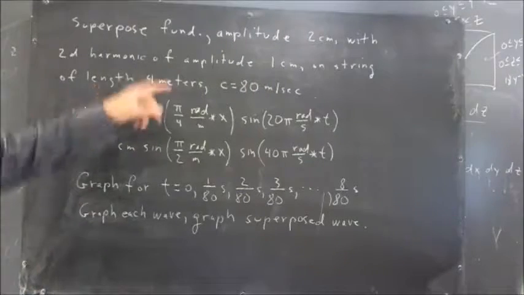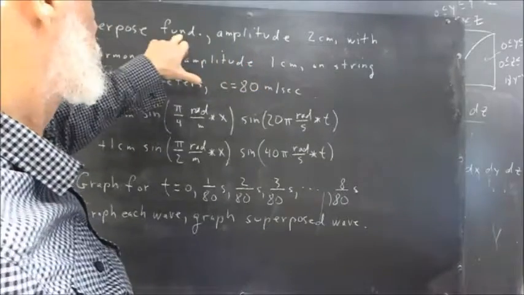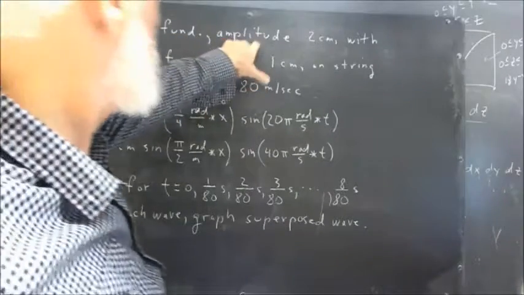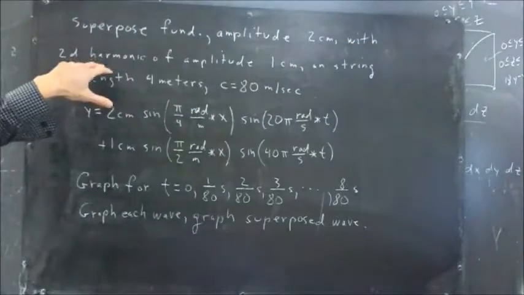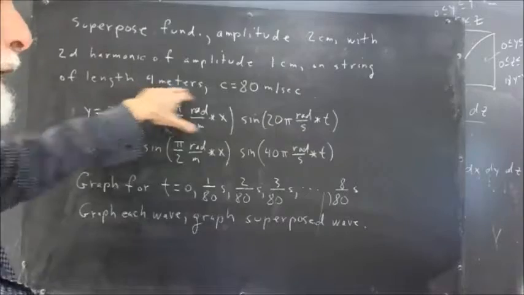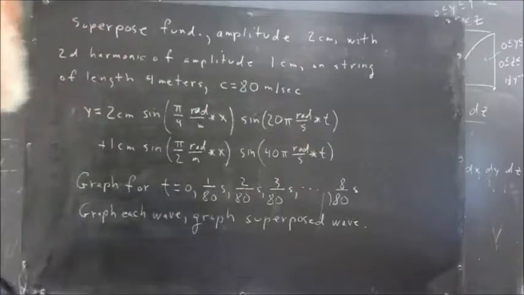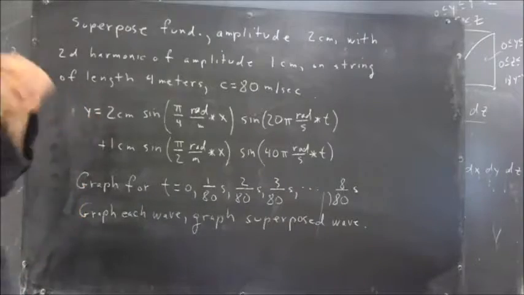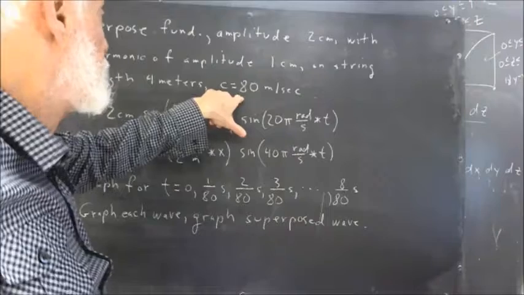Let's get the equation. If we superimpose the fundamental with an amplitude of 2 centimeters with a second harmonic of amplitude 1 centimeter on a string of length 4 meters where propagation velocity is 80 meters per second. Now, the propagation speed is 80 meters per second.